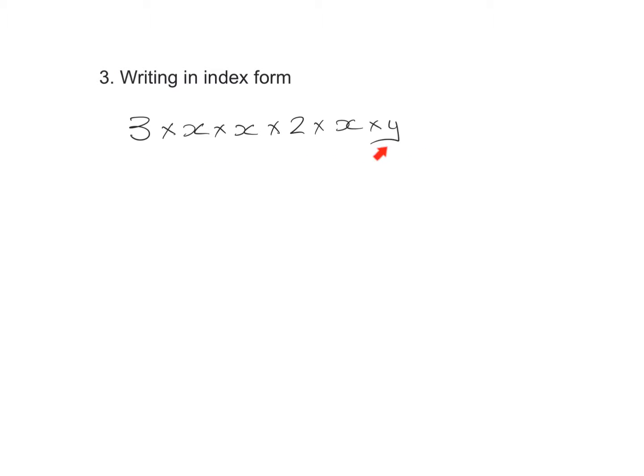Looking at this expression over here, we need to turn this back into index form. So what we need to do is collect our like terms. Where are some of our like terms? Well, that would be a like term because 3 and 2 are like terms. We could also have a look at x and x and x as like terms, and y would be by itself.